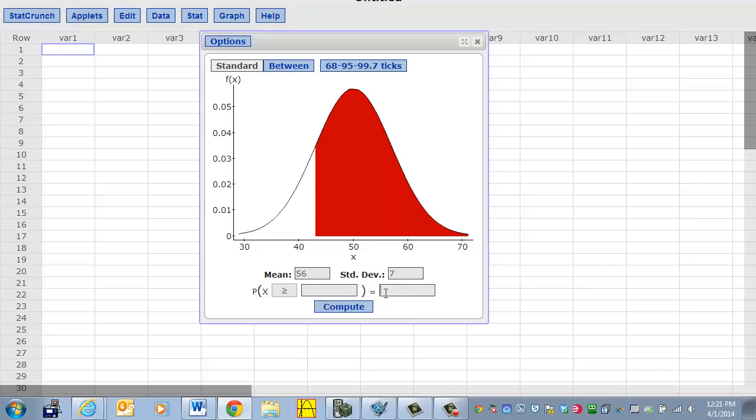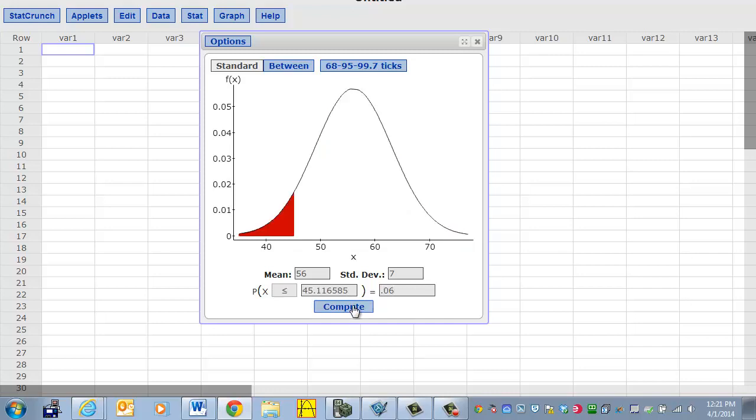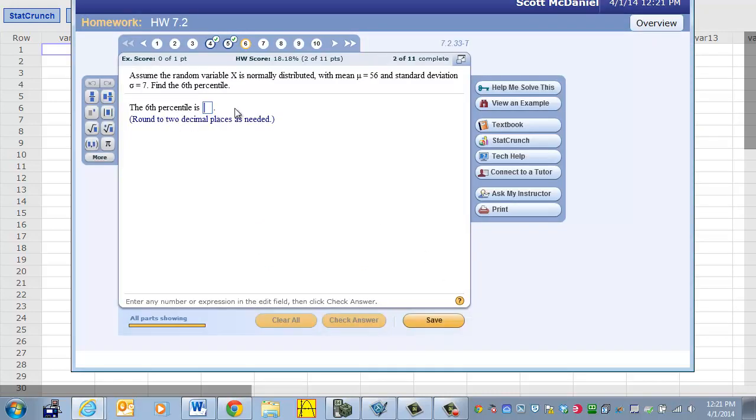Now remember what the area is for the sixth percentile. We're looking for this value here, and we're going to put in 0.06. And so the sixth percentile with these values, remember, sixth percentile means we did better than 6% of the population, would be 45.12. I forget what it says to round to, two decimal places. So 45.12, is that right? Yes. So another way to do it was on the TI-83/84 using the inverse norm function, very similarly. So I hope that helps.